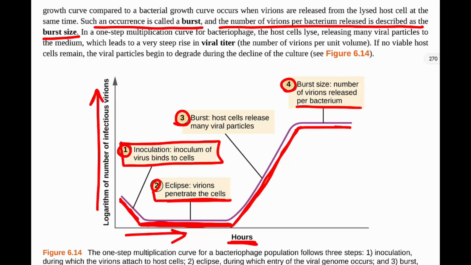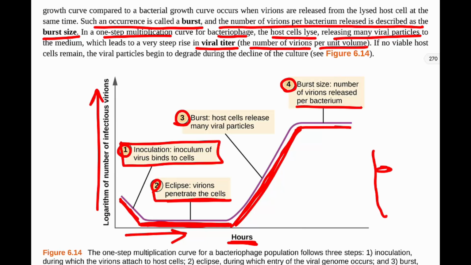So in a one-step multiplication curve for bacteriophage, the host cells lyse, releasing many viral particles into the medium, which leads to a very steep rise in viral titer. So a viral titer is the number of virions per unit volume. So looking at our test tube, this would be our solution, and then a titer would be how many virions we see per unit volume. So this would be measured in the number of virions in a certain amount of fluid there.